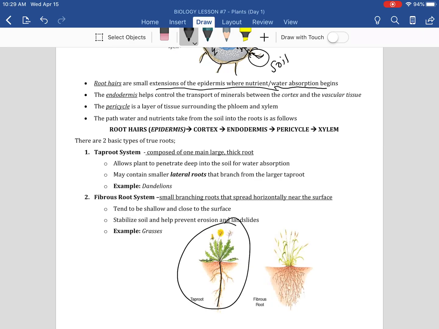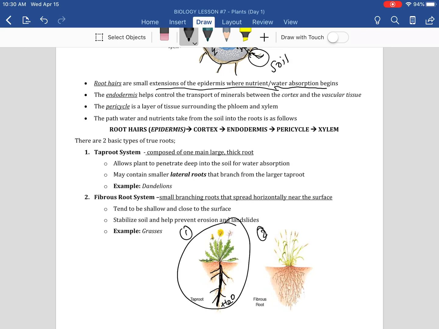It allows the plant to go deep into the soil for water absorption. So if there's any water located deep down in the soil profile, it's going to grab it with that one long root. It may contain some smaller lateral roots, so that means sideways, kind of like lateral root. But the main large root is the taproot. All right, that's what they call it, the taproot. So dandelions are an example of a plant that would have a taproot system.